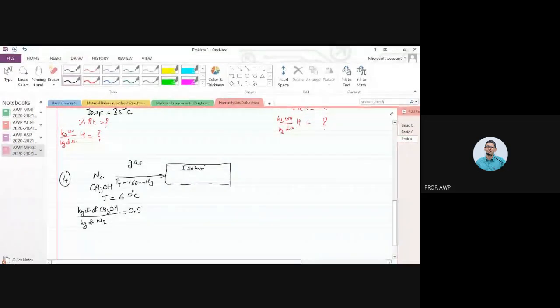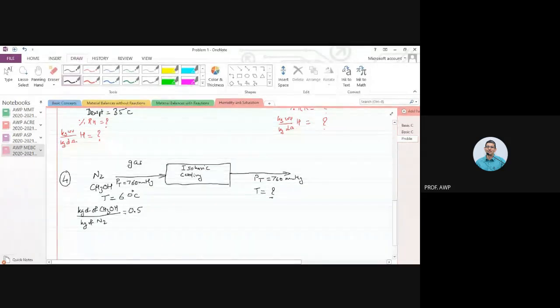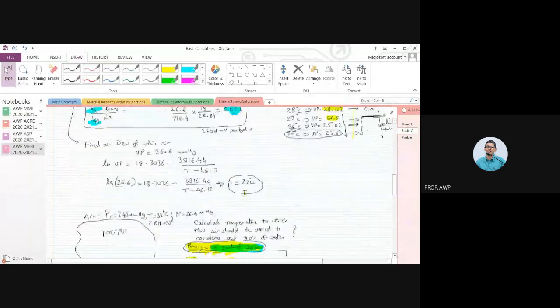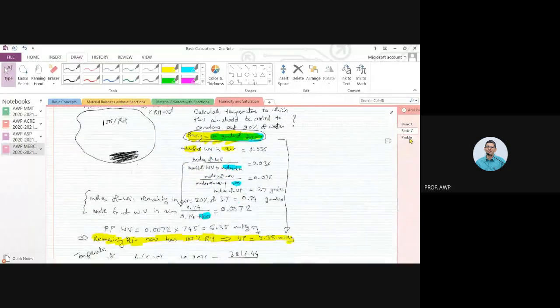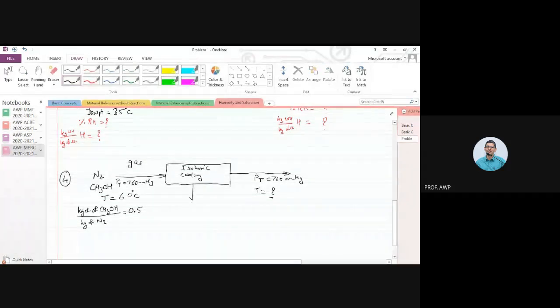Now let's do isobaric cooling. So total pressure remains 760 mmHg. I would like you to find out the temperature to which I should cool. So if I start cooling now, methanol will start condensing out, just like we had water vapor condensing out here. These kinds of things we do when we start doing dryers. So we'll do some examples like this, but just the problem before that. So liquid methanol will start condensing out.